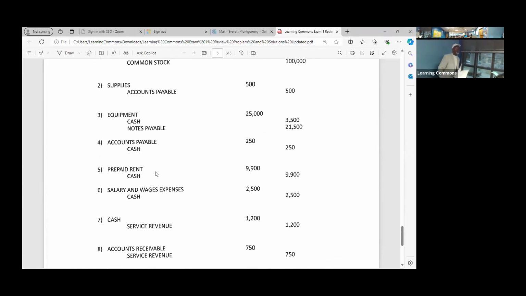That's why you see prepaid rent, because we paid it and we haven't used it yet. We haven't rented the space. We paid it in advance. And prepaid rent is what type of an account? It's an asset. That's why you don't see rent expense there, because it's not an expense yet, because we paid it in advance. It will become expense later, and you'll see that in chapter 4. They'll start showing you how to deal with that.